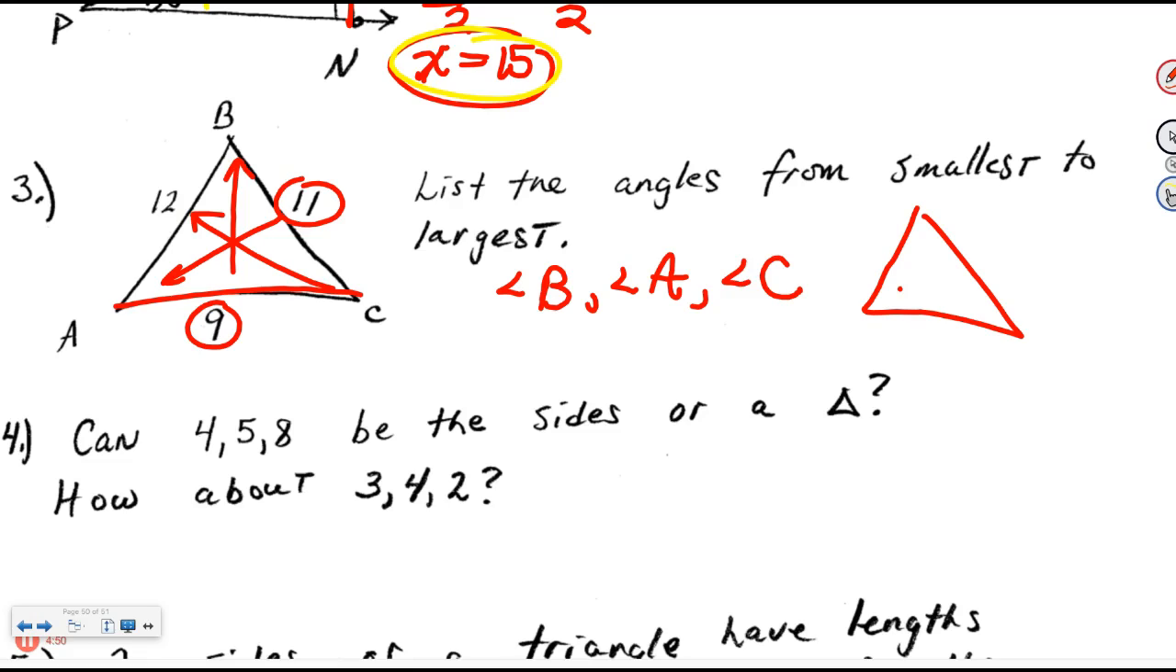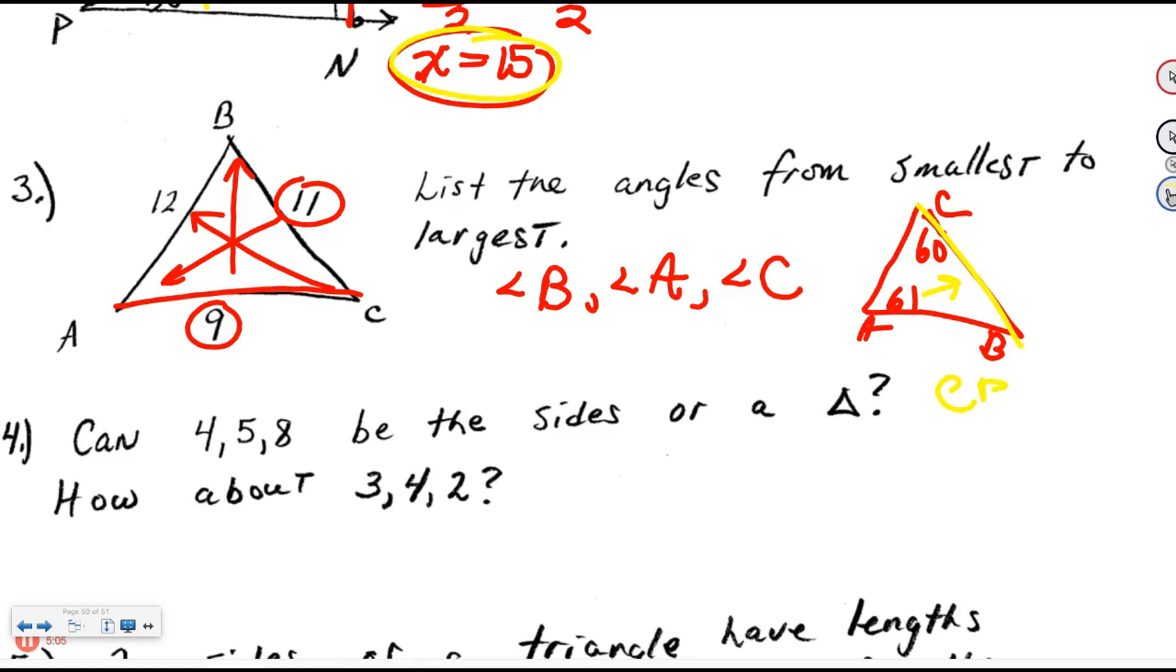It might ask you to compare this side, AB, with this side over here, CB. And if it says, how do these compare? Well, the one across from the bigger angle is bigger.